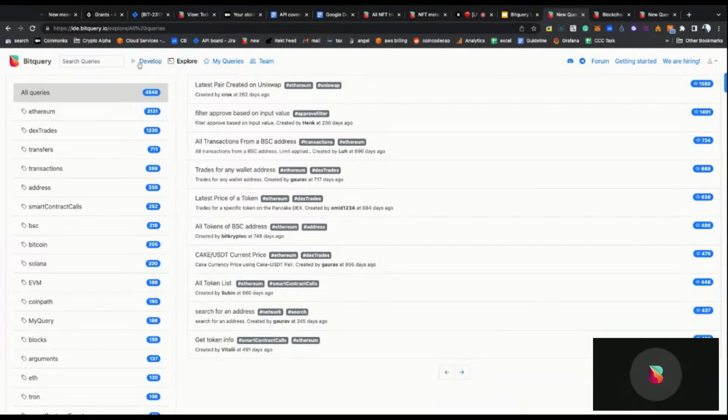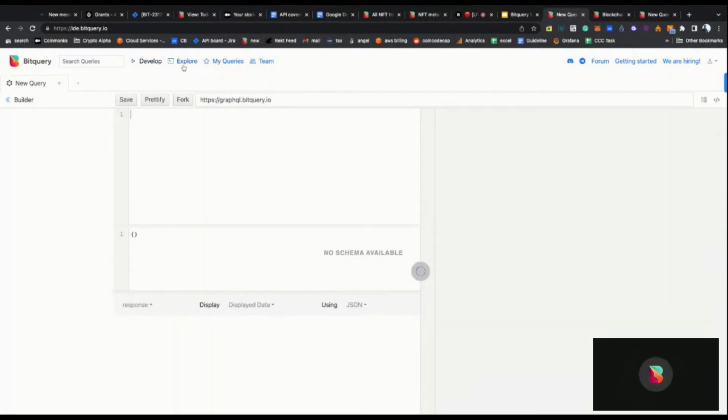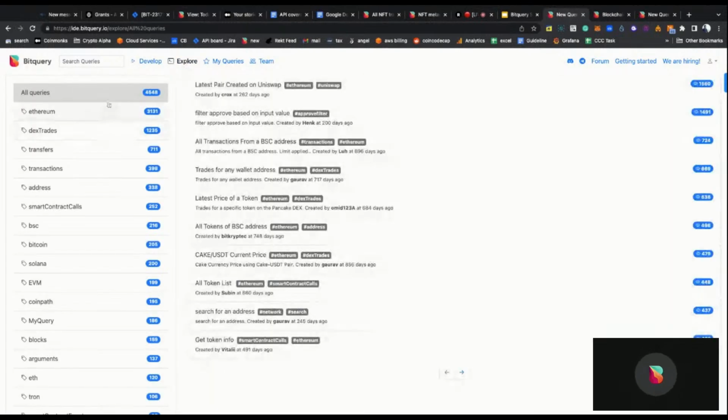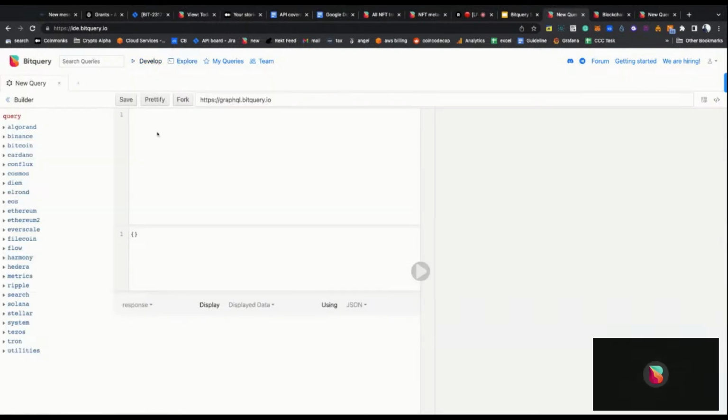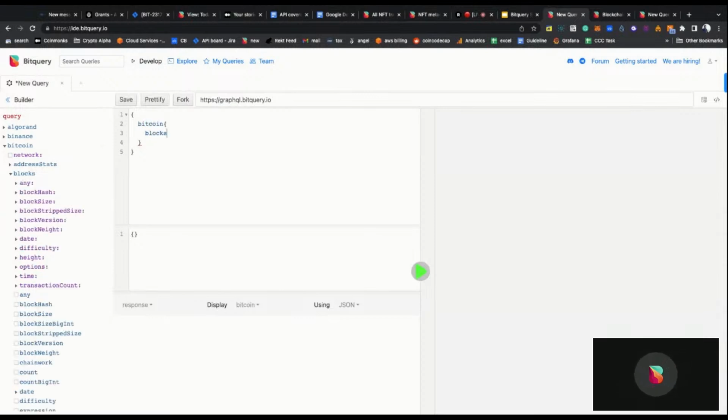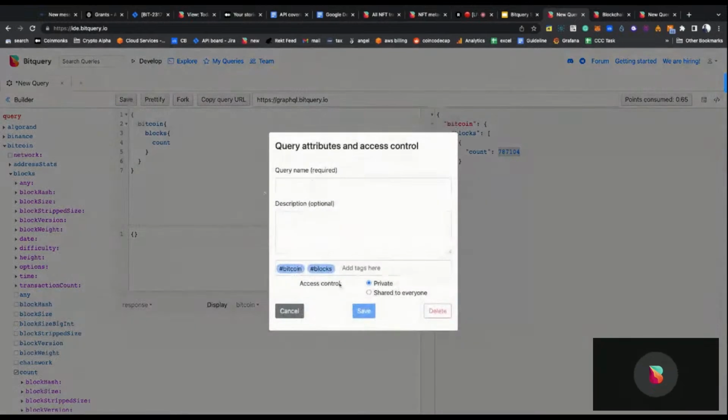You just create an account. You can directly write a query, or you can explore existing queries. There are more than 4,000 queries here. Anybody can create queries and simply share them. For example, let's say I want to know how many Bitcoin blocks there are till now. It's a simple query. There are this many blocks. You can simply save it for others.